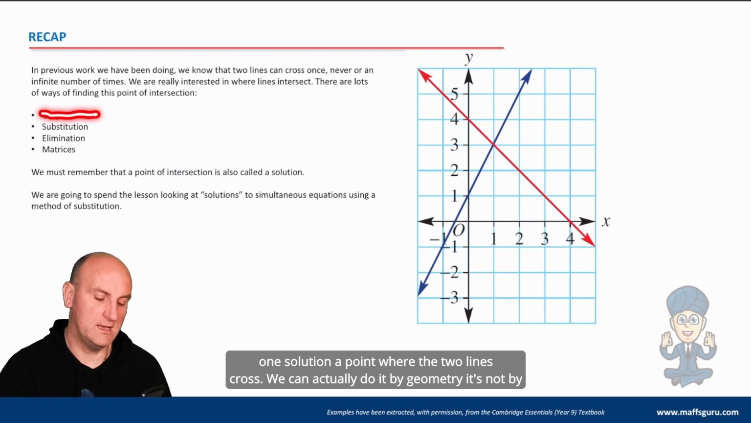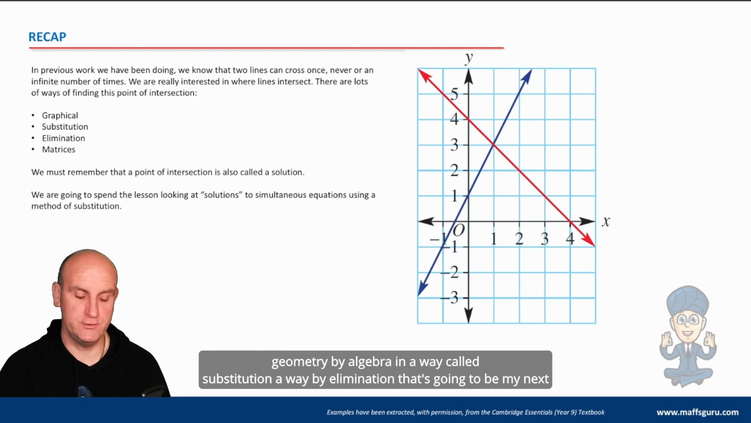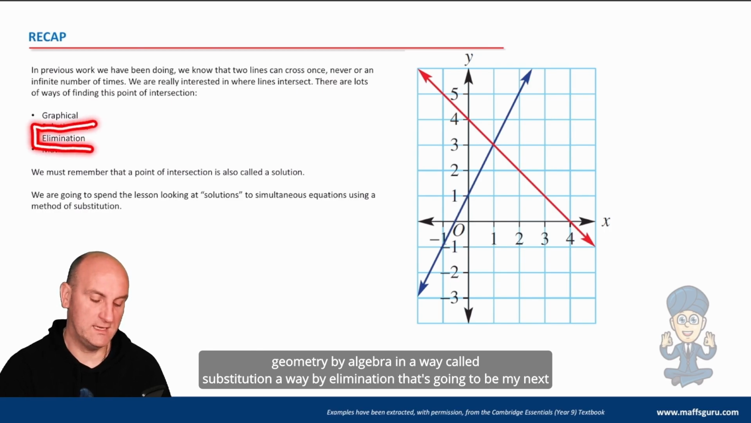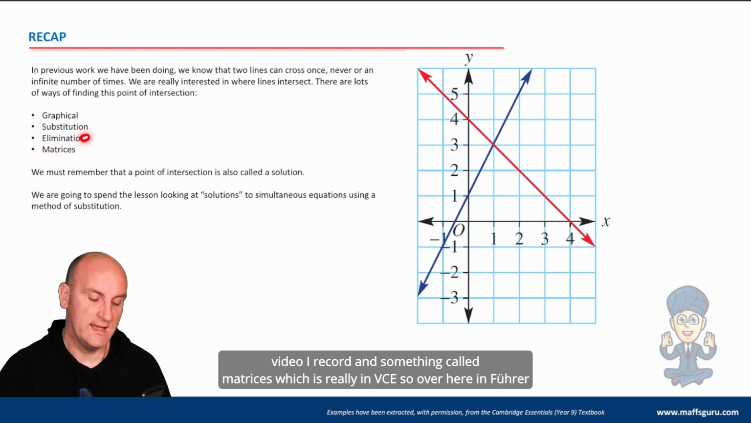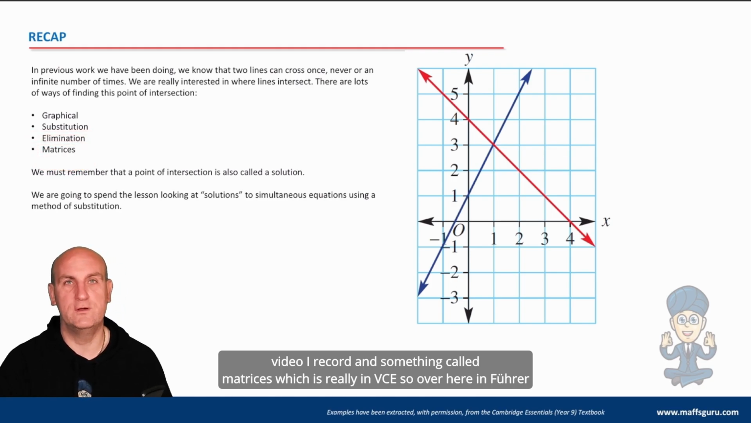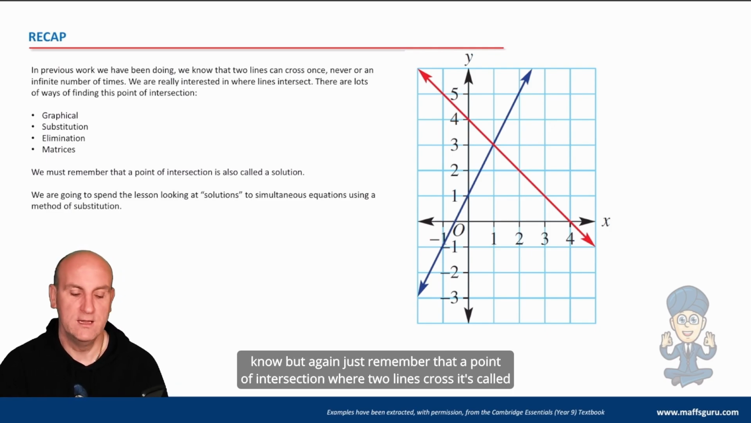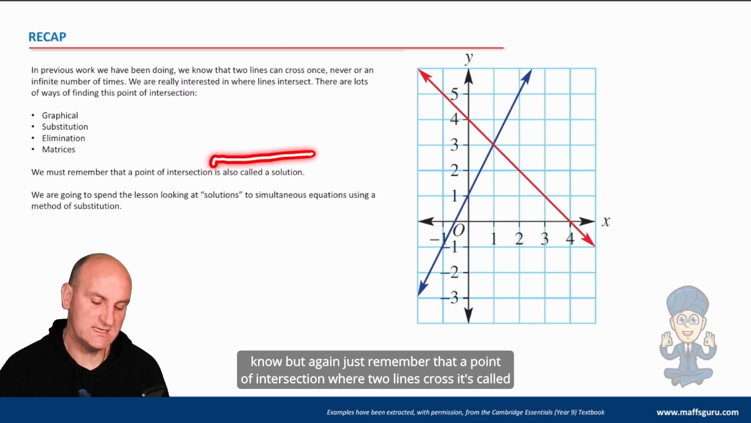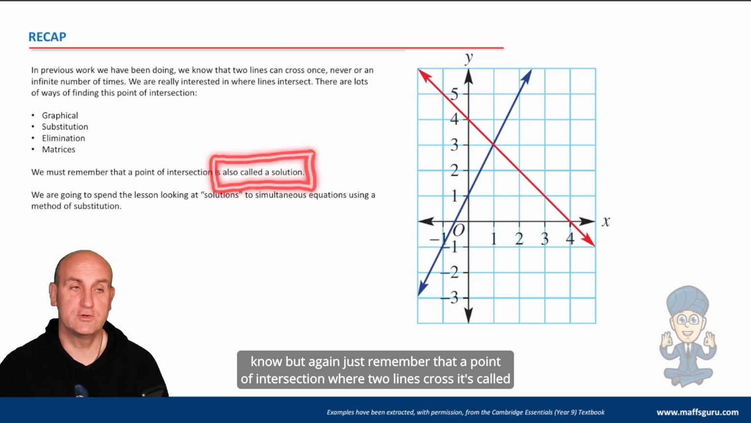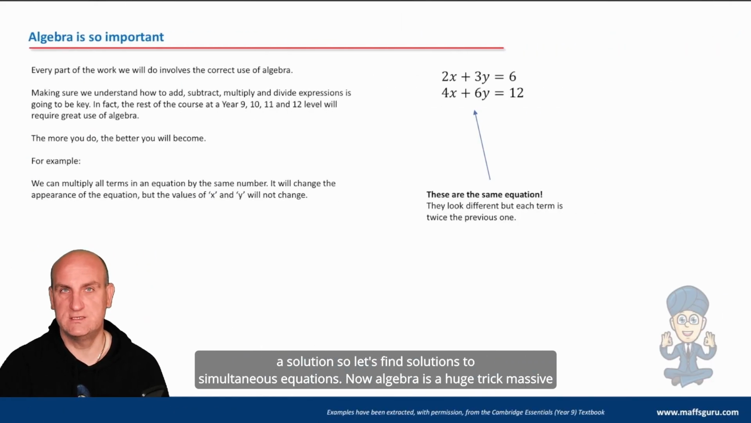We can also do it by algebra, in a way called substitution, a way called elimination, which is going to be my next video I record, and something called matrices, which is really in VCE. So over here, if you're doing this in Australia, you'll do it in your VCE. Maybe in the UK, you'll do it in A-level, I don't know. But again, just remember that a point of intersection where two lines cross is called a solution. So let's find solutions to simultaneous equations.